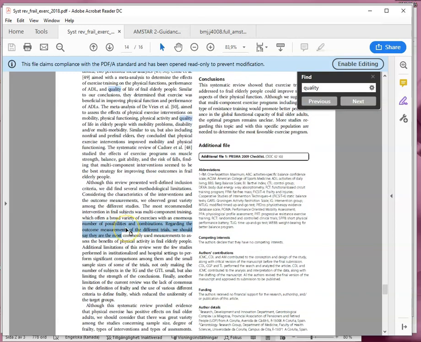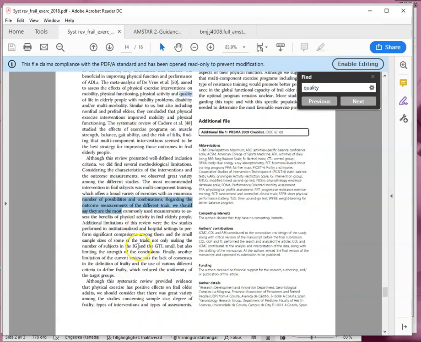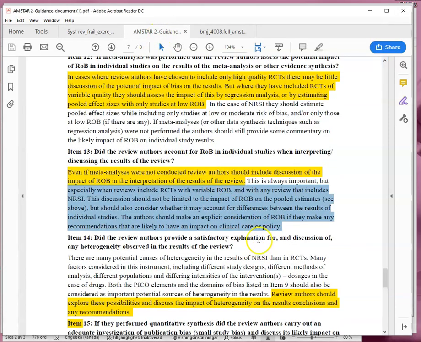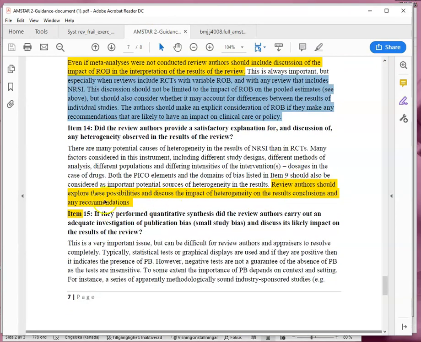Different outcomes, different measures, few studies, lack of consensus. Yeah, I think they have discussed this. Let's check the guidance document and see what we have to discuss. Review authors should explore this possibility, discuss the impact of it on the results, conclusions, and the recommendations.